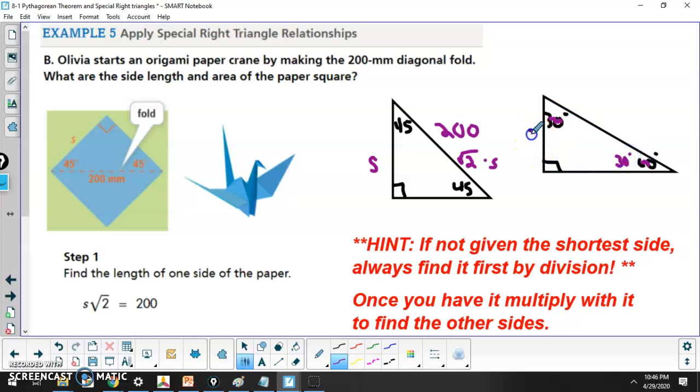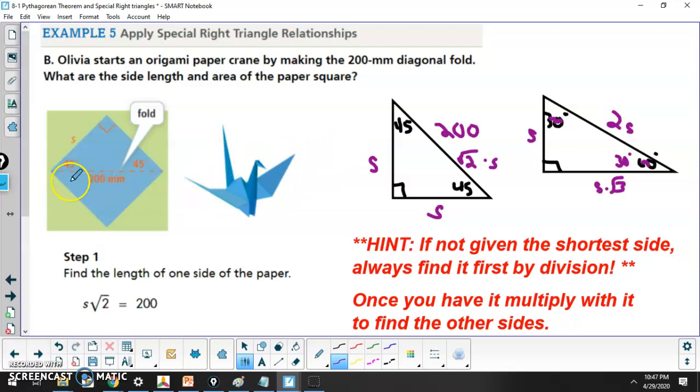Okay, but anyhow, if this is S, the hypotenuse is double S, and the middle side here would be S times the square root of 3. Okay, so you want to make sure to get these things clear. Of course, in the 45, 45, 90 triangle, this other side would be S as well.